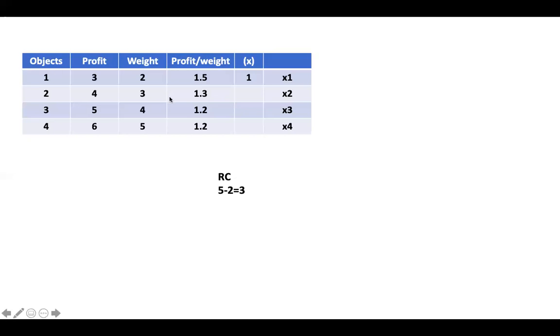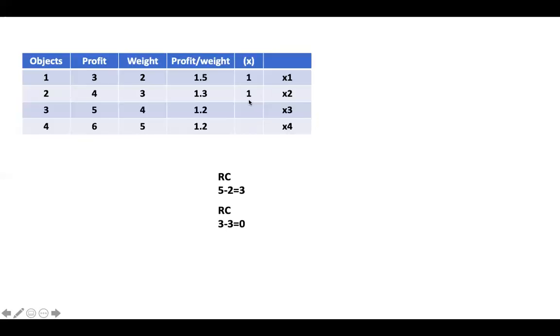See, first manually how you are going to select. First I will select this item. If I have selected the first object, its weight is 2. Knapsack capacity is 5. 5 minus 2 is 3. Remaining weight is 3. Next, I will select the next item. If you select that item, weight is 3. So 3 minus 3 is 0. Remaining weight is 0. So we have selected the first 2 items.